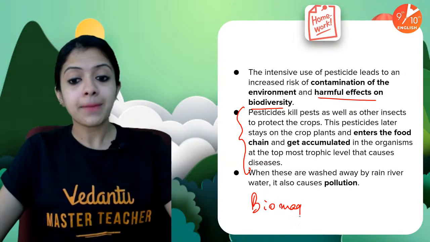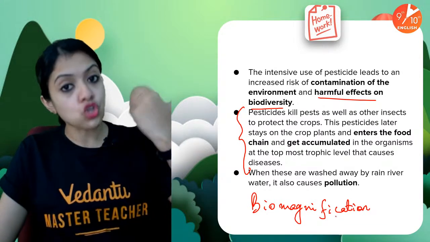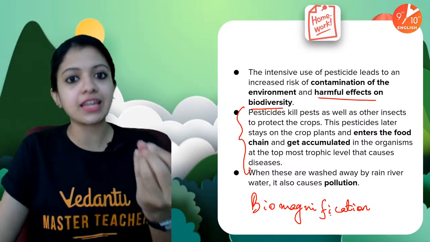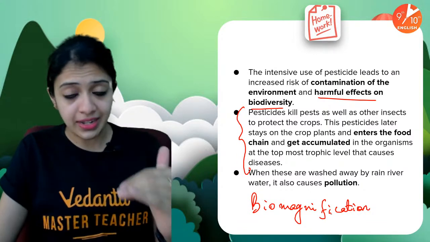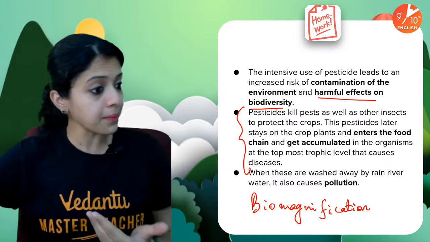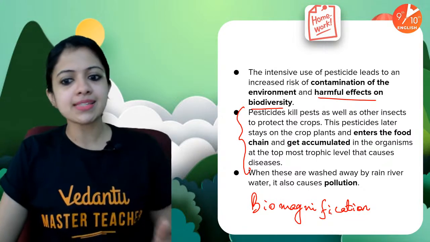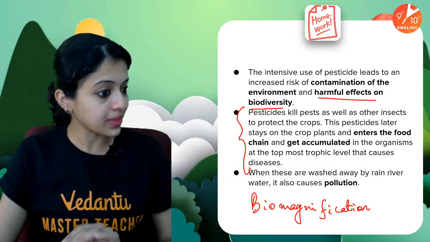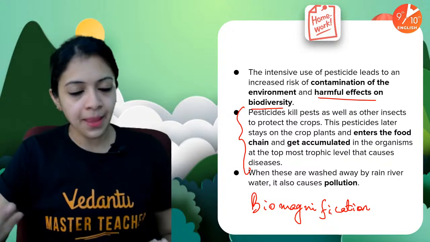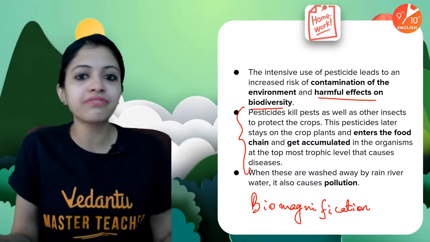Once again, let me tell you, biomagnification is the phenomenon by which the accumulation of toxic substances in a particular organism, in a particular trophic level, multiplies with every subsequent trophic level. So if there is, for example, DDT sprayed on plants, there will be a certain amount of toxicity in the plants, and the herbivores which feed on these plants, in them this toxic substance would get accumulated in a magnified manner.